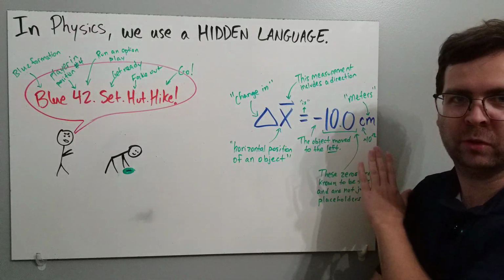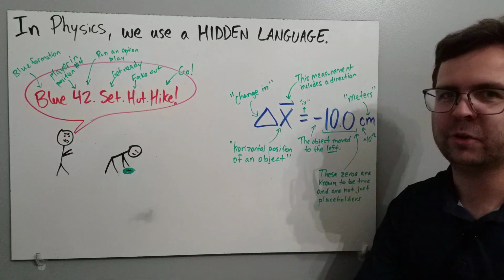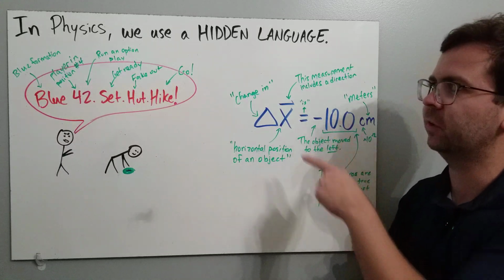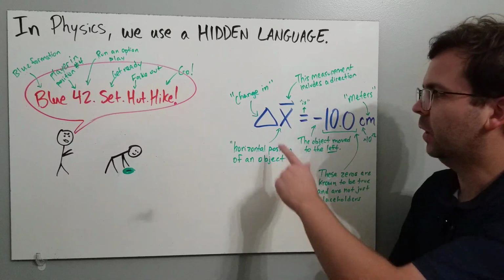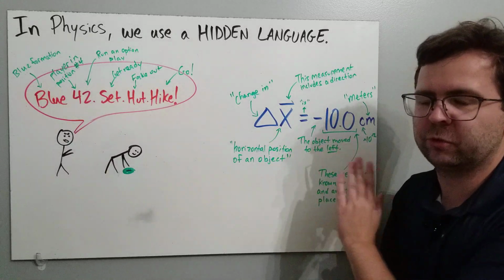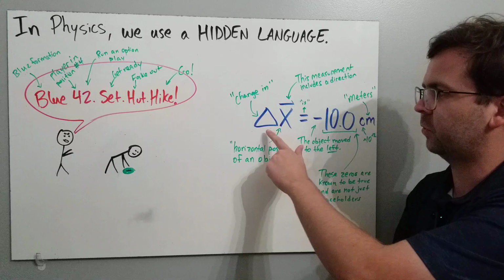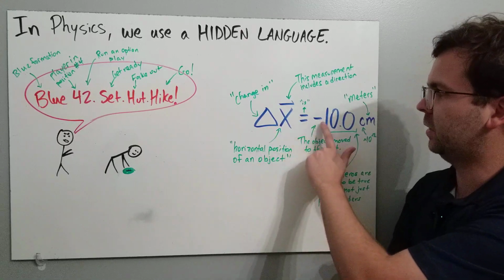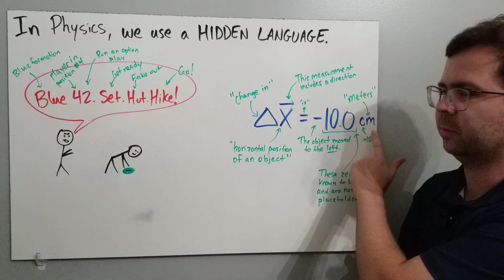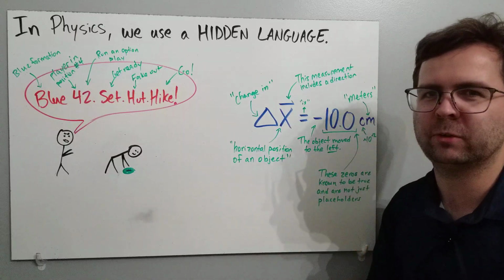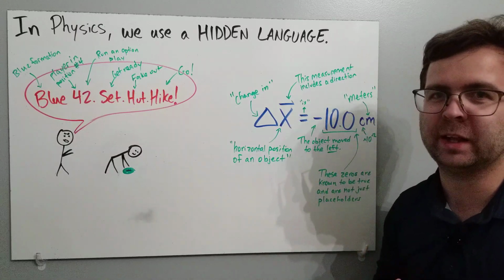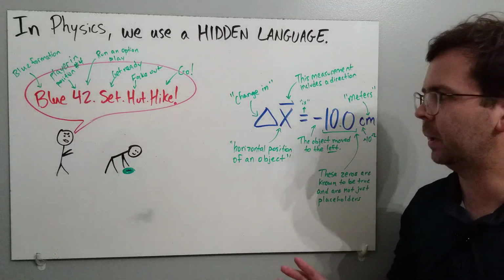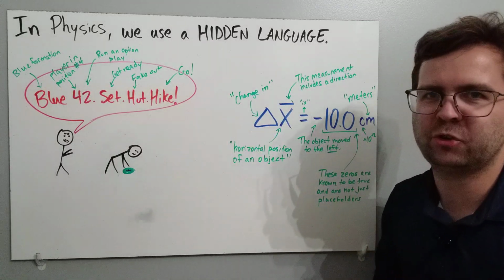In blue is the physics sentence, and I added the translation into English all around it. So the blue is physics language, the green is English. And so to literally read it in physics language, this symbol is delta x equals negative 10.0 centimeters. That's how I'd read that in physics. Now, if I wanted to translate that into English, I have all these other words that go with it. And so the delta I know means the change in.